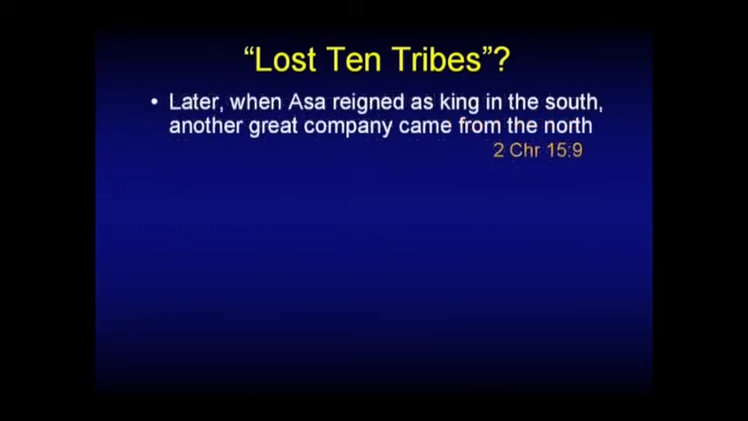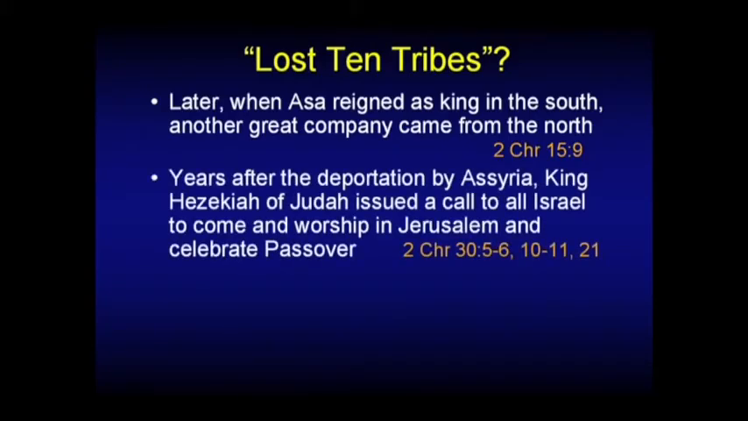Later on, the next king we're going to see after Rehoboam is Asa in the south. When he reigned as king in the south, another great company also came from the north. 2 Chronicles 15 will deal with that. And years after the deportation by Assyria, King Hezekiah of Judah issued a call to all Israel to come to worship at Jerusalem and celebrate the Passover. In other words, even long after the deportation of the northern kingdom, Hezekiah could call all Israel, not just Judah, all Israel to come worship. In 2 Chronicles 30, we'll see that.